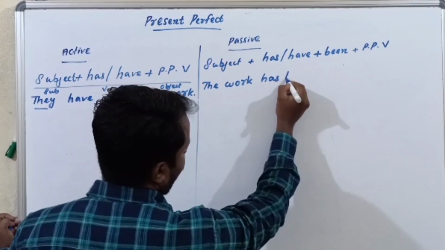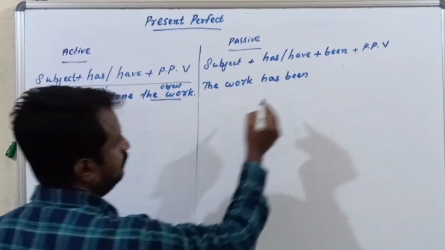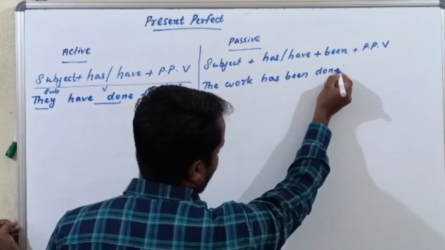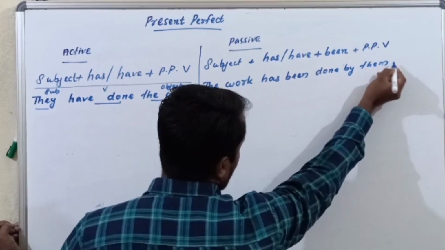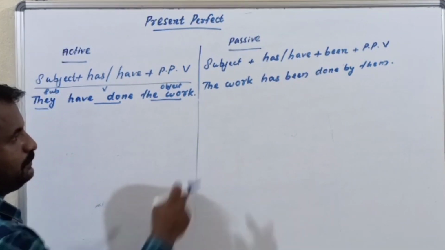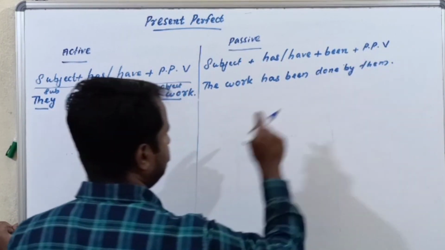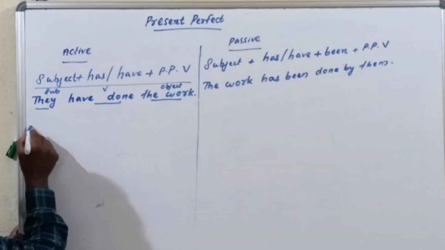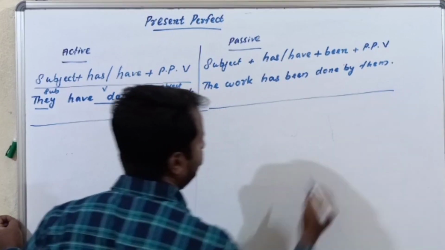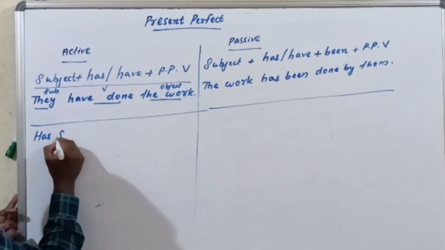Here the subject is singular, so we have used has. The work has been done by them. The structure is subject plus has been plus past participle. In the passive, "by them": the subject becomes the object here.